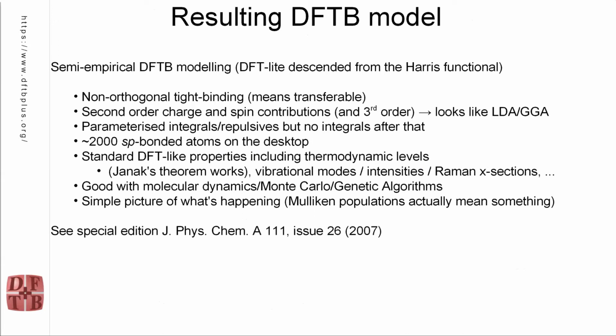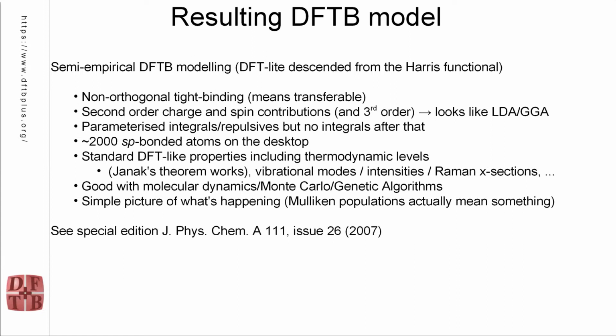It's accurate up to the second order in fluctuations in charge and also spin, which I've not mentioned, and a more recent extension to the third order as well. And the results of this thing look a bit like LDA, GGA kinds of data. And there's quite a few papers that go through large databases, and I'll show you some of the numbers, and just look at the mean square deviations from these kinds of things.